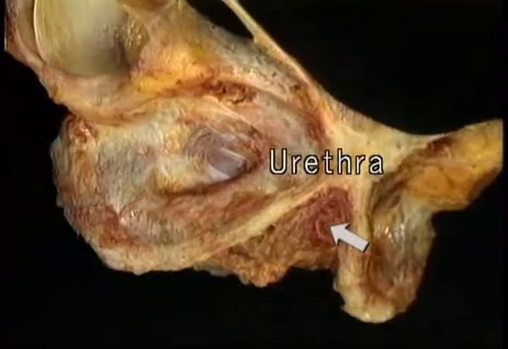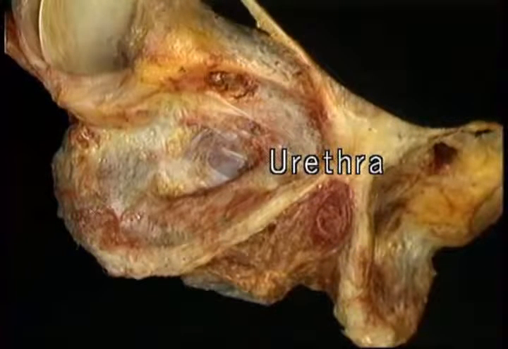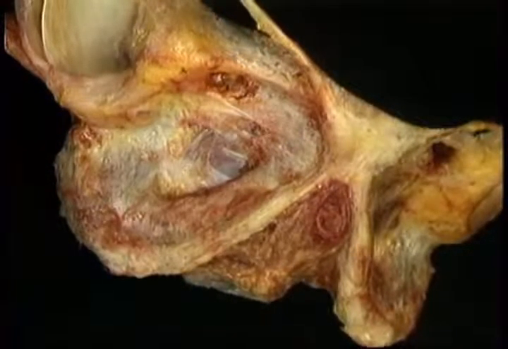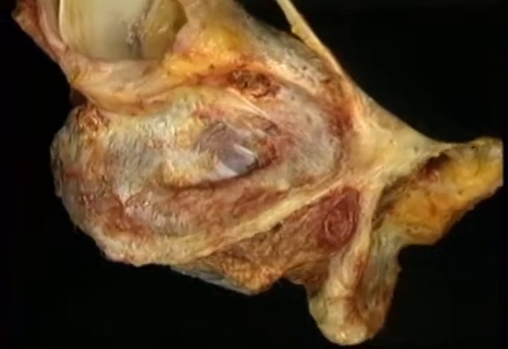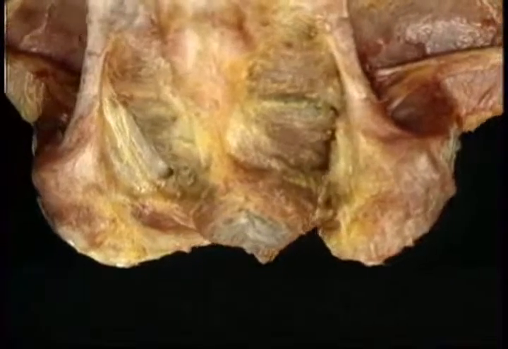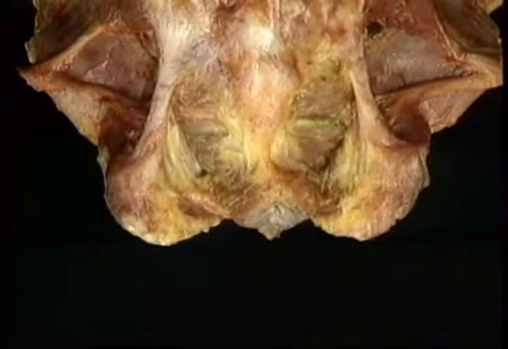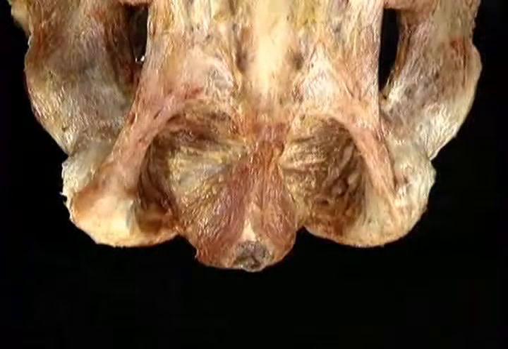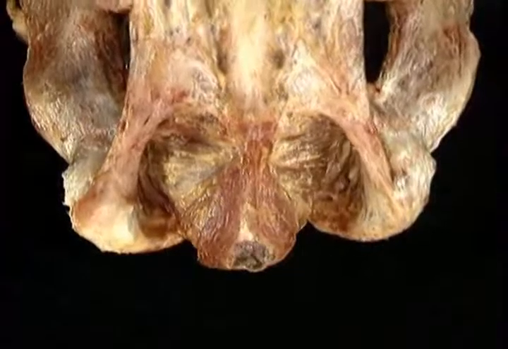In front, here's the divided urethra. The muscle surrounding it is the bulbospongiosus. Till now, we've been looking at the pelvic diaphragm in a dissection of a male body. Here's a similar dissection of the pelvic diaphragm of a female body.